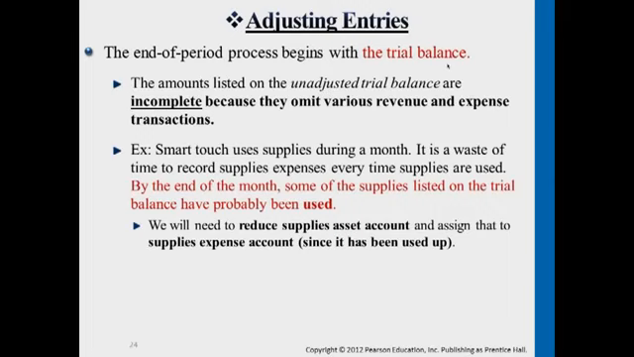All right, again, adjusting entries: what we're trying to do here, at the end of the period, is begin with the trial balance where we left off in Chapter 2, and add in some adjustments to turn that trial balance, which we usually call the unadjusted trial balance, into an adjusted trial balance form. The trial balance already captures the majority of the transactions, the ones that happen on a daily basis.